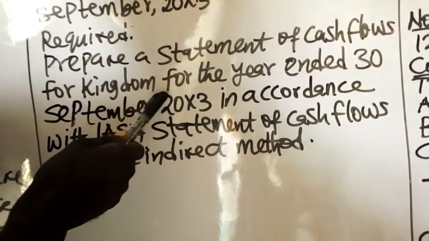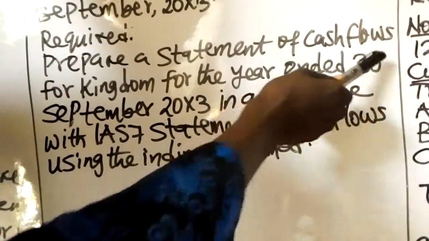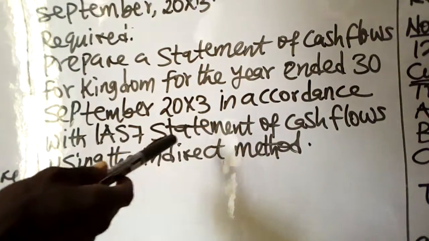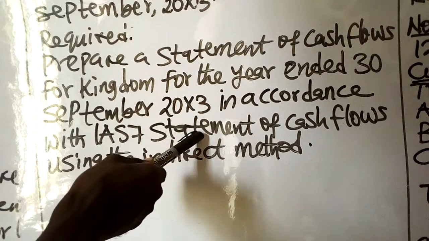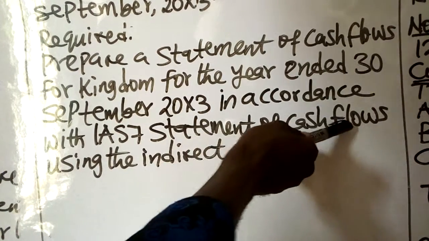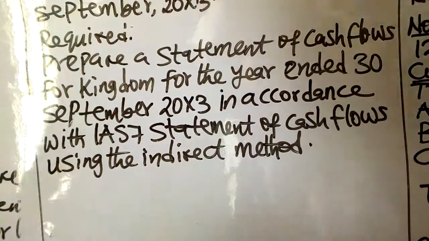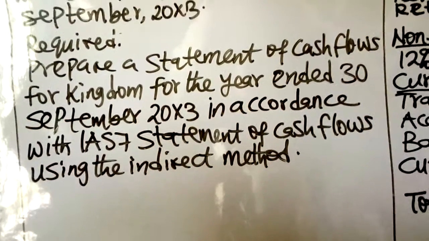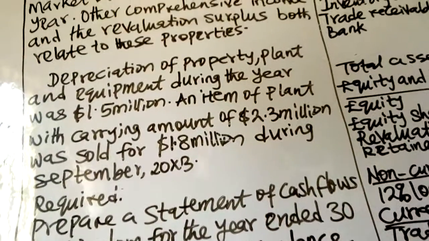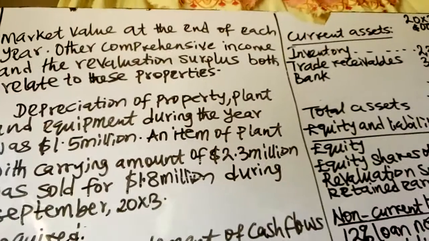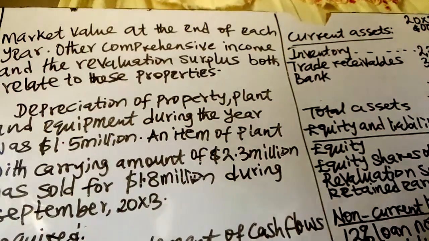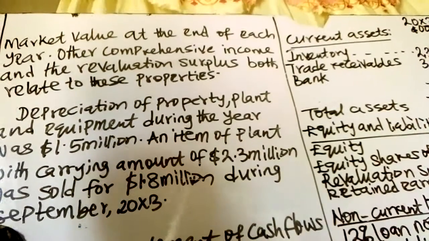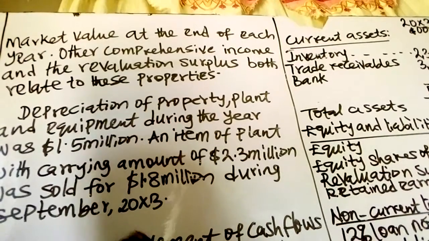for Kingdom for the year ended 30 September 2023 in accordance with IAS 7 statement of cash flows using indirect method. That is the question. So you are to prepare the statement of cash flows in accordance with the provision of IAS 7 statement of cash flows using indirect method.